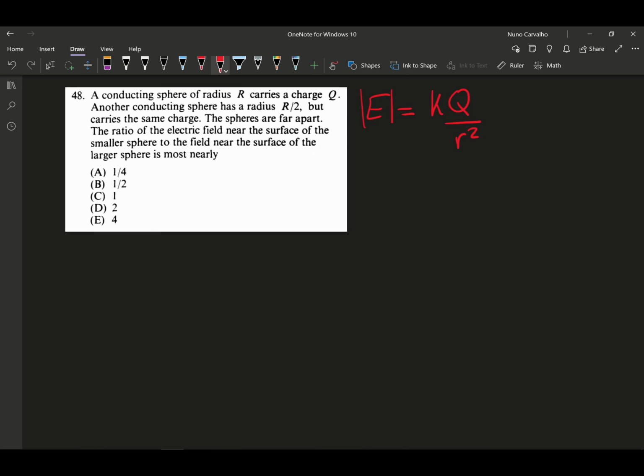Which then tells us that the magnitude of the electric field of the big sphere is going to be kQ over capital R squared. The electric field of the small sphere is going to be given by kQ over R divided by 2, squared, which, well, let me just simplify. That's going to be R squared over 4, and then let me simplify further and put the 4 at the top. We're looking at something that looks like this.